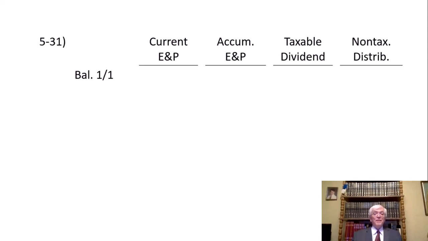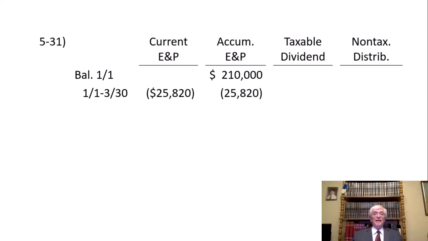Okay, balance on January 1st in accumulated E&P is $210,000. From January 1 to March 30th, current earnings and profits, this is just for what's happening evenly throughout the year, so it's out of the $105,000 deficit earnings and profits that is not accounted for by that $200,000 loss. And so we will update accumulated E&P for that amount as of March 30th. And we will also pick up that March 30th loss of $200,000. And you can see that we're now in deficit territory for accumulated E&P as of the distribution date.